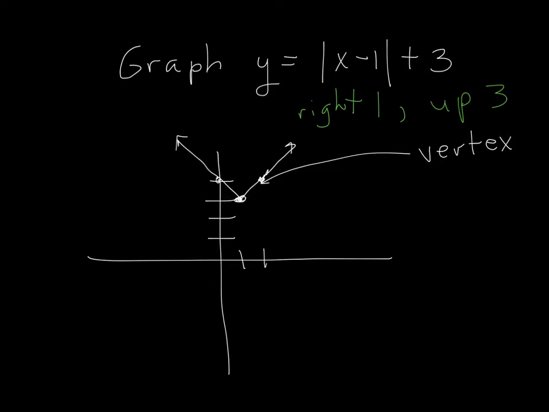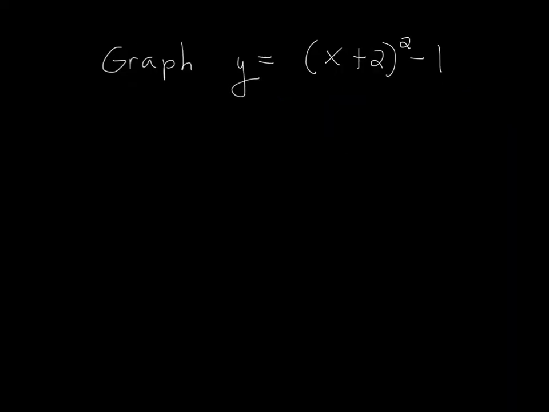Didn't need to plot points. I knew that the graph was going to shift to the right 1, up 3. That would be the new vertex, and then I just draw my V. I know it's a V because of absolute value. One more. Same almost idea, okay? Almost the same idea.